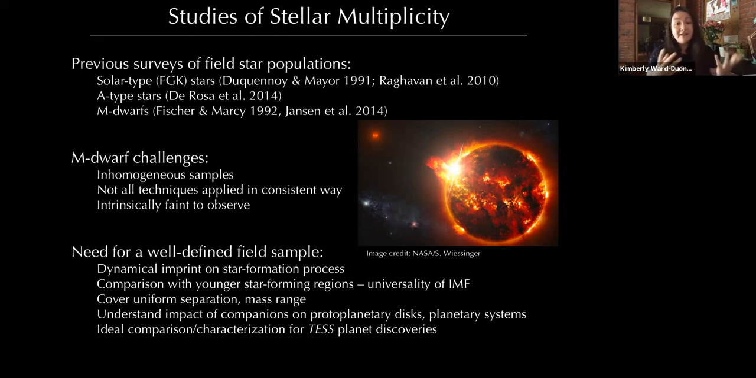We'd also like to have a uniform separation and mass range to find binaries, and be able to do that really to understand the effect of binaries and stellar companions on forming disks and planetary systems. And this has a lot of really important implications for all of the planets that we'll probably discover with the TESS survey.